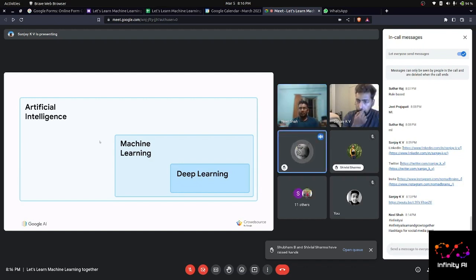So basically, deep learning is like the data sets which the actual model uses, if I'm not wrong.